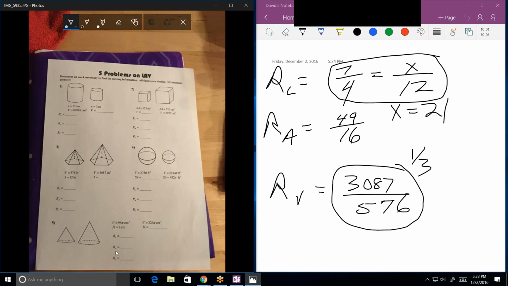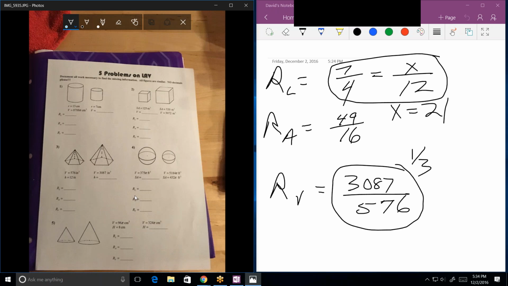And same way with number 5. They give you the volume, big to little. And you can do these little to big. There's nothing that forces you to do them big to little. In other words, if ANSAC really insists you go little to big, then do so. It's the same exact answer. It doesn't change any of the answers.